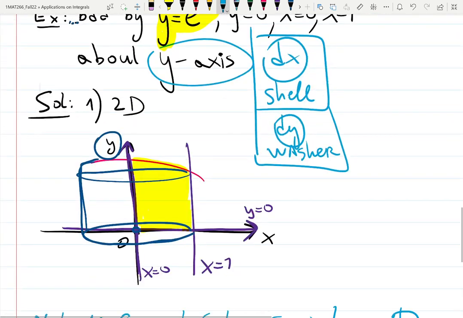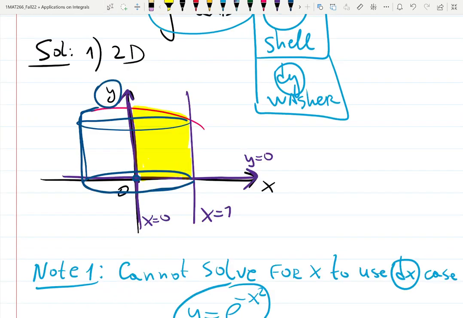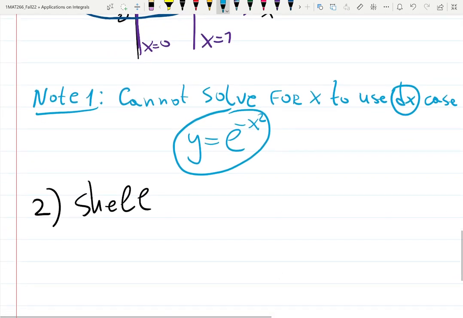Step 1, 2D picture. Step 2, choose the method before you rotate. Step 2, let's do here, note 2. I will use the shell method. I would say thus. Yes, that's a good word, right?